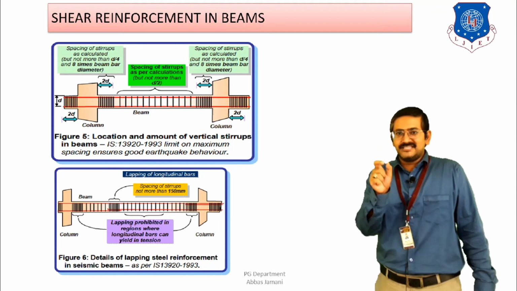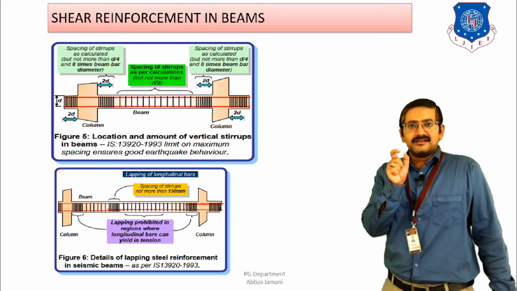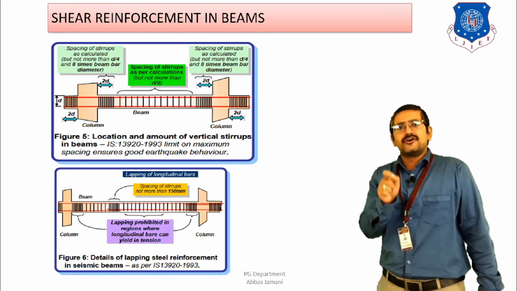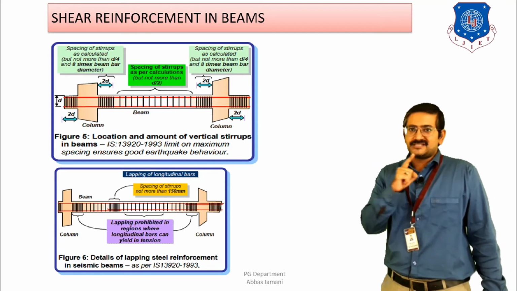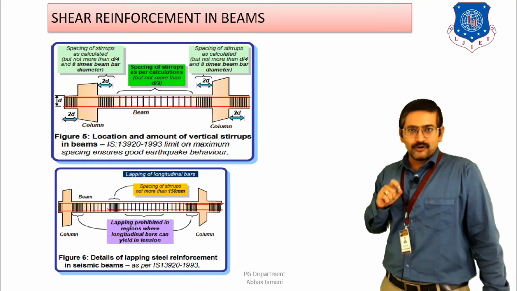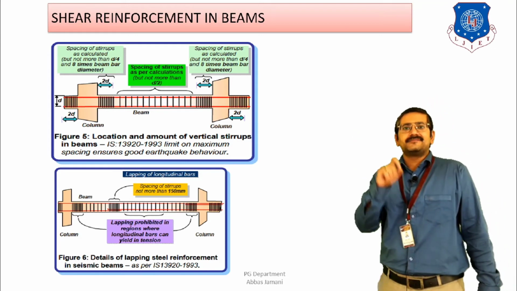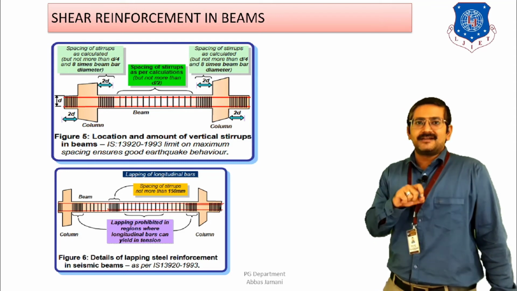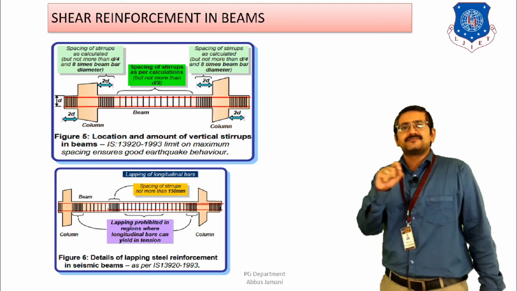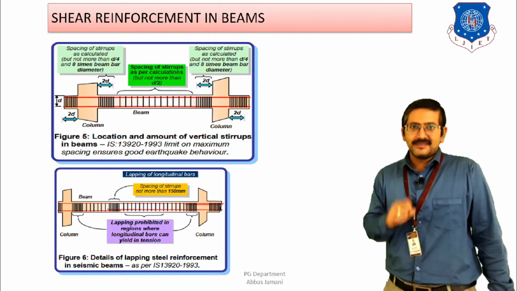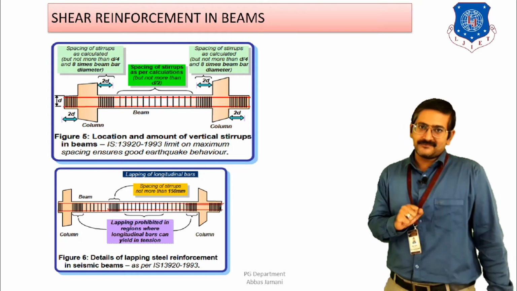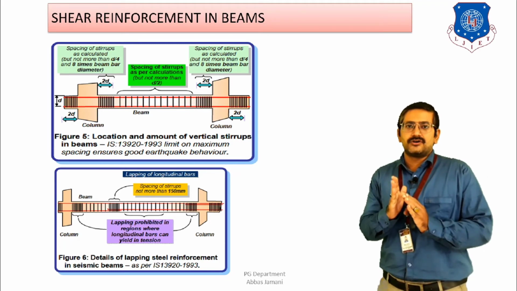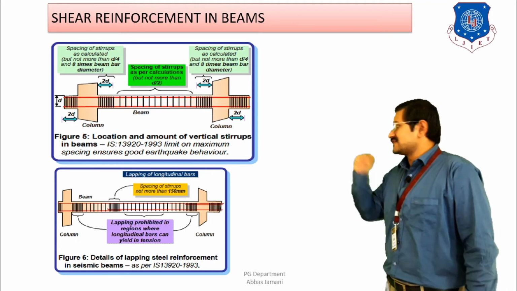Second, the spacing of these closed loops or the stirrups that are going to be provided near the supports should not exceed 3 criteria. First criteria is d by 4, that is the effective depth divided by 4. Second criteria is 8 times the bar diameter, where the bar diameter is the smallest diameter of the longitudinal bar, and third criteria is 100 mm, right? And these 3 criteria should be followed for a distance of 2d from the face of the column, as you can see in the figure.